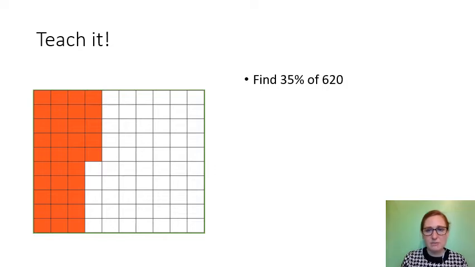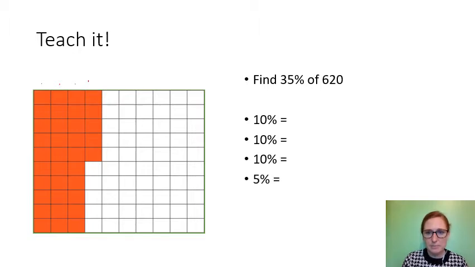Our next example is 35% of 620. Now to work this out, I'm going to think about it as 10%, 10%, 10% and 5%. To find 10%, I divide by 10. So 620 divided by 10 is 62. And I've got another 62 and another 62. Then to find 5%, it's half of 10%. Half of 62. Half of 60 is 30. Half of 2 is 1. Gives me 31. And if I combine these together, it will give me 35%.